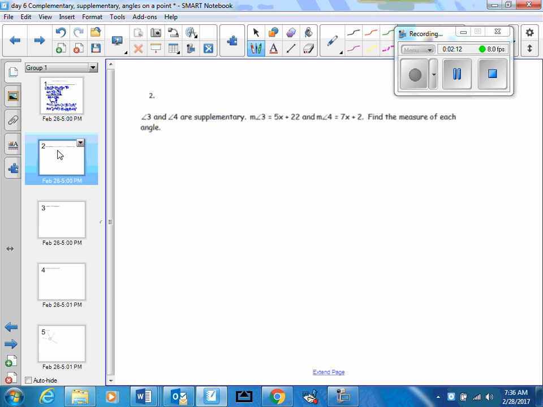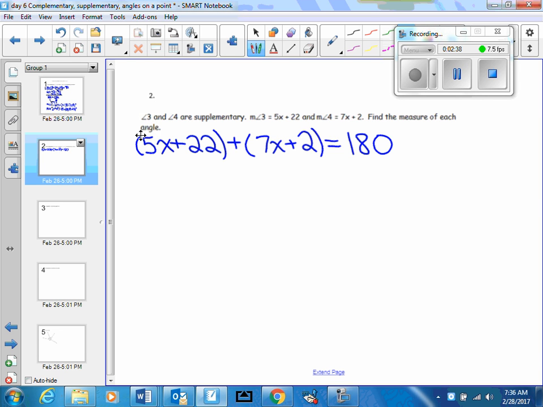Looking at our next problem, angle 3 and 4 are supplementary. The measure of angle 3 is 5x plus 22, and the measure of angle 4 is 7x plus 2. Find the measure of each angle. So now because they are supplementary, when I add together the two angles, the total equals 180.